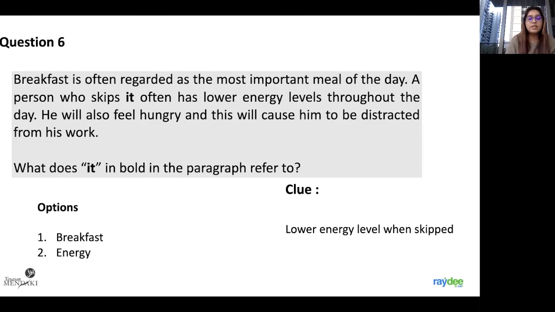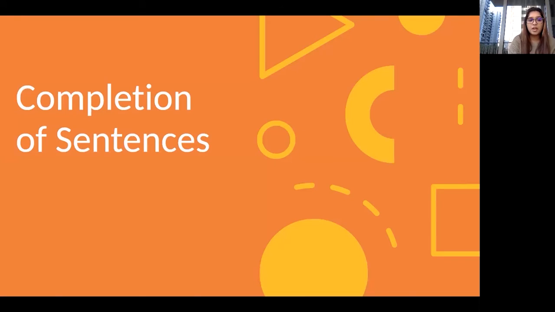All right. Now, the next question, question 6. Breakfast is often regarded as the most important meal of the day. A person who skips it often has lower energy levels throughout the day. He will also feel hungry, and this will cause him to be distracted from his work. So what does it in bold in the paragraph refer to? So this is referencing. The clue would be lower energy level when skipped. So what gives you lower energy level when you skip it? Breakfast. All right.